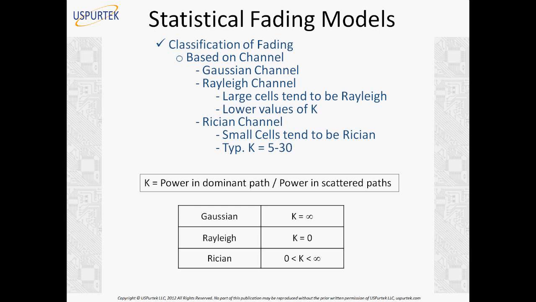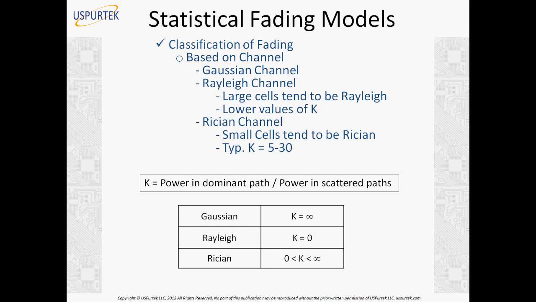And the value of K can be characterized for different types of channels. For Gaussian, it is infinity. Why is it infinity? Because there is no scattered path, so the denominator is 0, that makes it infinity. For a Rayleigh channel, K is 0. Why? Because in a Rayleigh channel, there is no line of sight path, and that makes it 0. For a Rician channel, it could be anywhere between 0 and infinity.